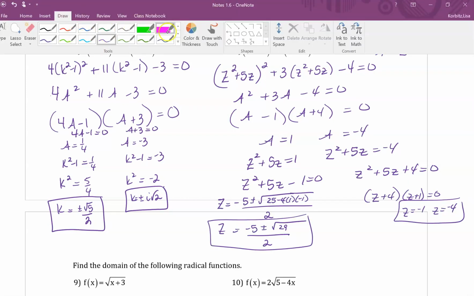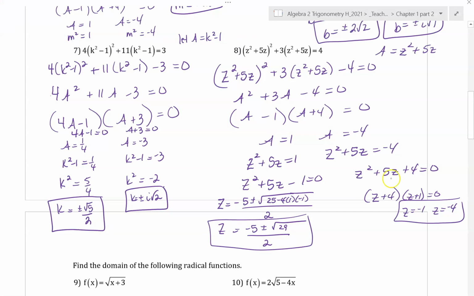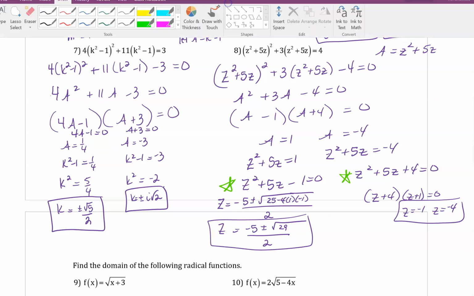All right, so over here, for this one, we were able to factor. So we could say z plus 4 times the quantity z plus 1, and we have two answers, z equals -1 and -4. But over here, we could not factor, so we had to use the quadratic formula. We end up with -5 plus or minus root 29 over 2. Okay, so nice job on that one.